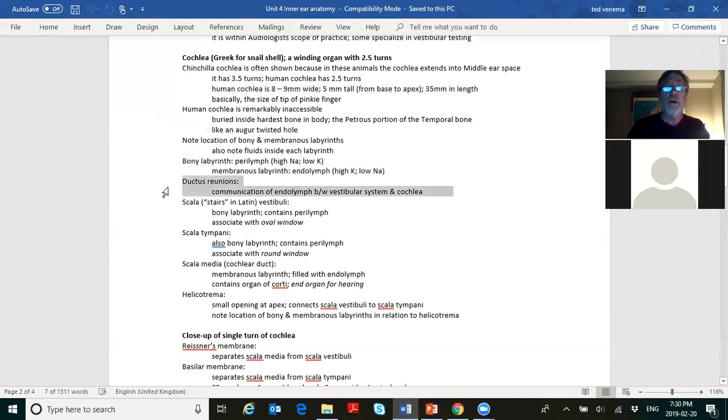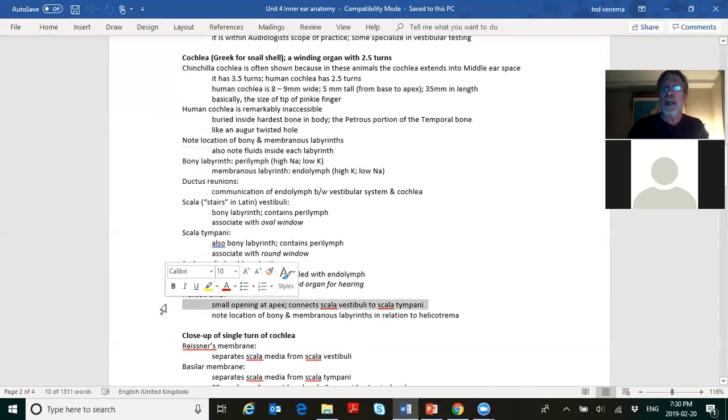Ductus reuniens, don't worry about it. Scala vestibuli, scala tympani, scala media. Okay, this is all the stuff that you need to know. This is what we're circling. Helicotrema. Small opening at the apex of the cochlea. It allows a connection between the scala vestibuli to the scala tympani.